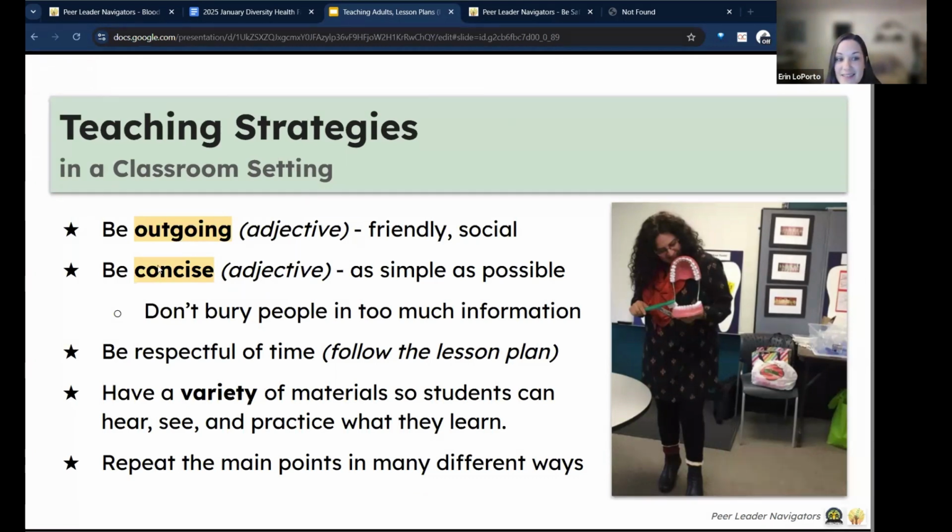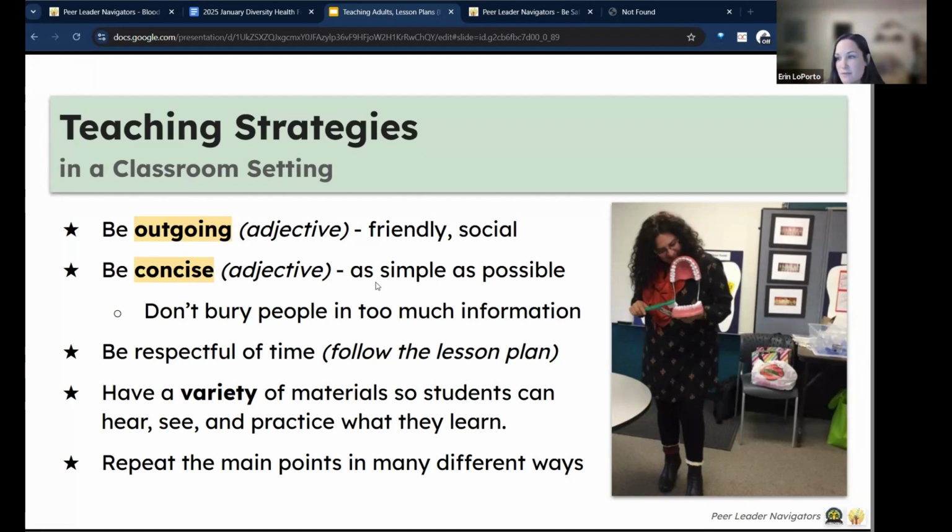Be concise. This adjective means being as simple as possible. Cut out all of the extra words and just be very direct. If you're speaking in your home language with somebody, then you can say as much as you want, but especially if there's some kind of language barrier, make sure you are saying as little as you can while still being clear.